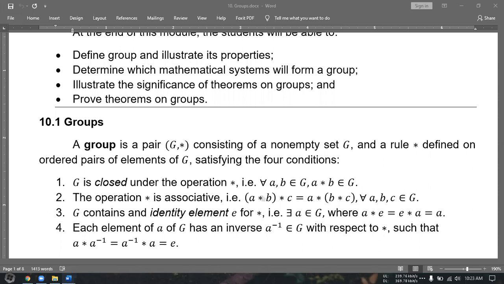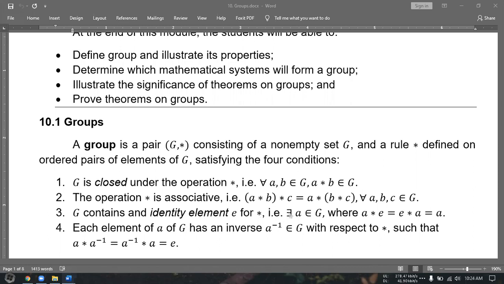Okay, familiar na tayo sa associativity. Let's say we have the group A star B star C is just equivalent to A star, the group of B star C. This is for all A, B, C element of G. And another condition, G contains an identity element E. Okay? G must contain an identity element for the binary operation.